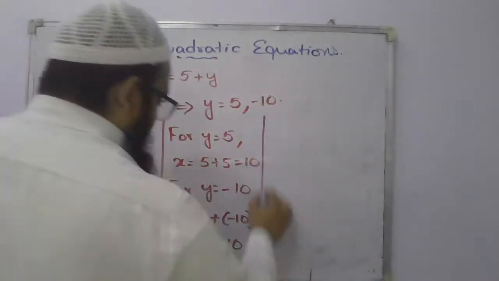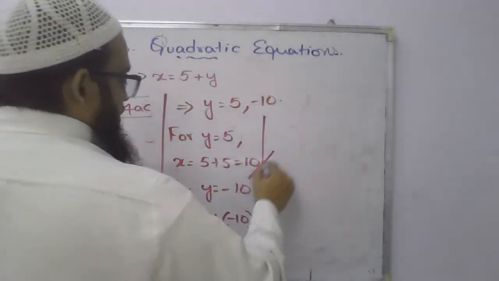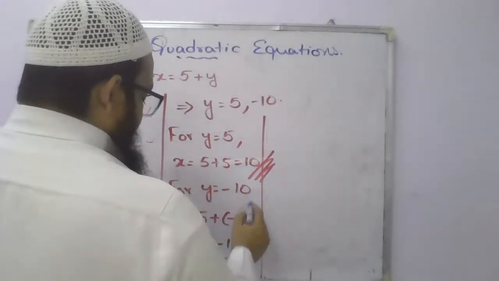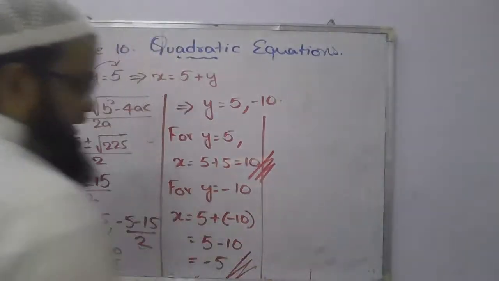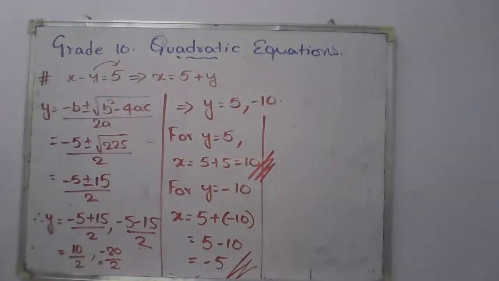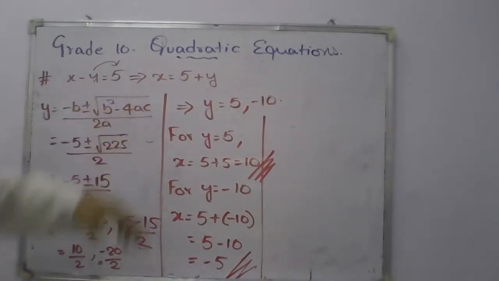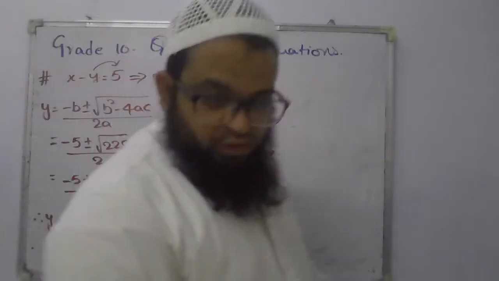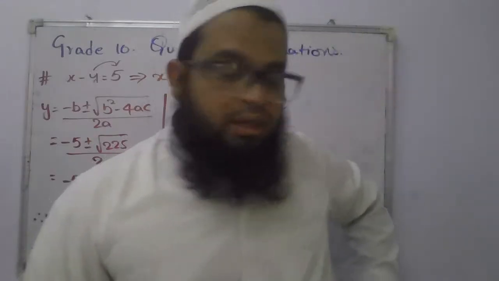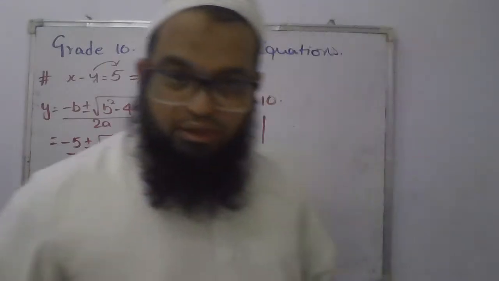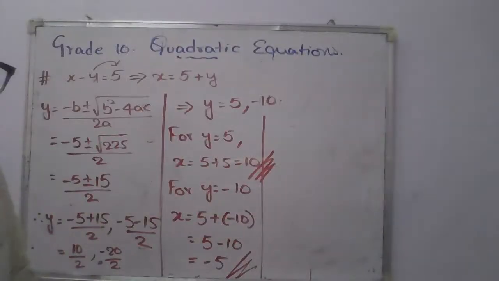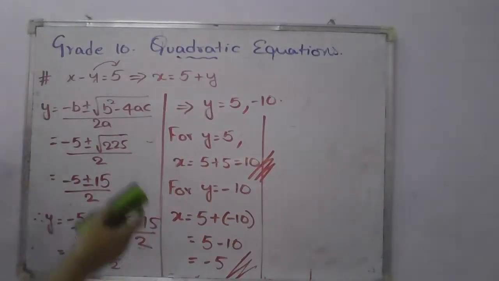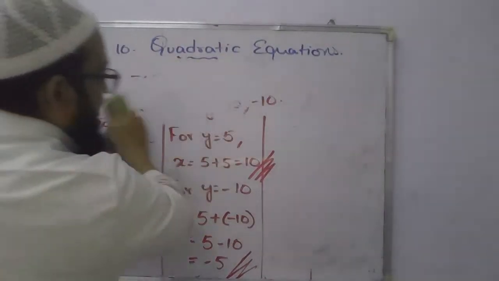So you have two values. Understood? For y is equal to 5, you have x is equal to 10. For y is equal to minus 10, you have it as minus 5. Now try to find out x minus y is equal to 5, whether you are able to get or not. In both the situations, you will get x minus y is equal to 5. Understood, my dear students? So it's already 11:15. Let's go with the last problem for this session, and we'll come back afternoon or in the evening. Okay.